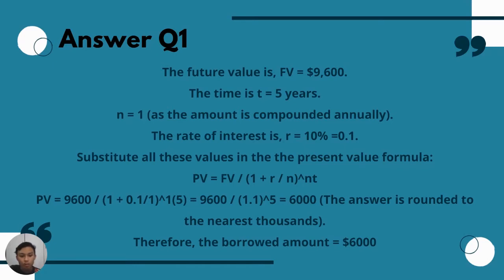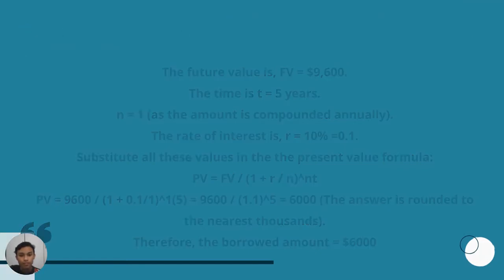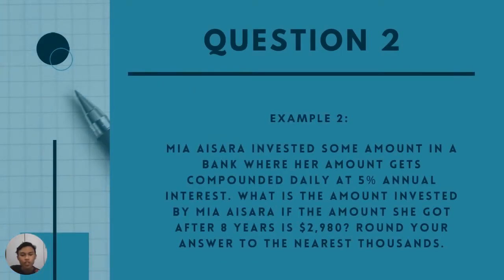So after we substitute all the values into the present value formula, the borrowed amount is 6,000. So let's move to question number 2.